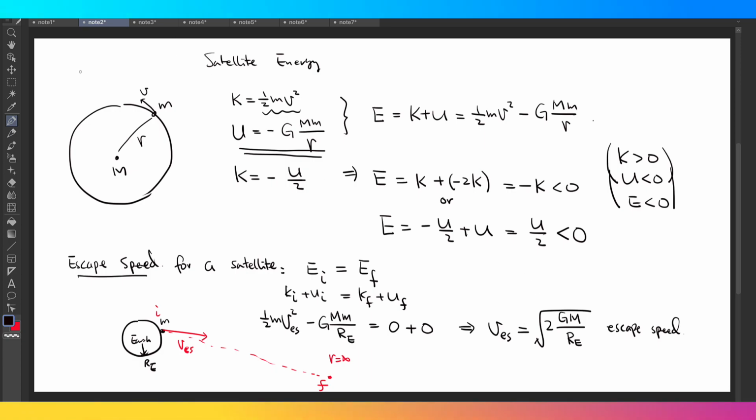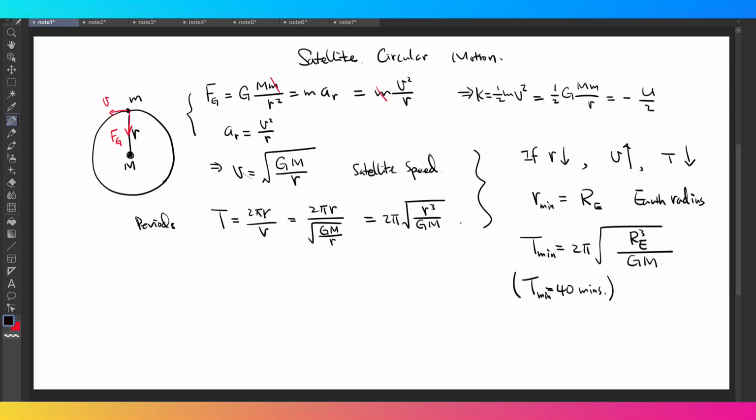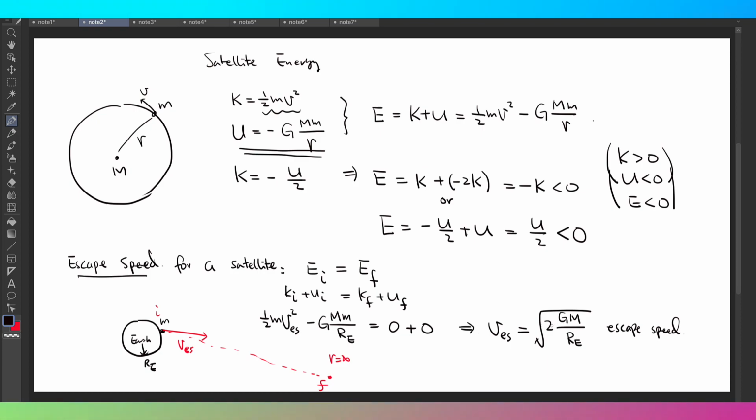Now let's compare to the previous speed, this expression here. We said that the minimum height of a satellite is this little r here equals the Earth's radius RE. If I plug that in, that would be the minimum satellite speed I need, the speed of the satellite right on the Earth's surface. Now we have a factor of square root 2 compared to that. So that's the escape speed.